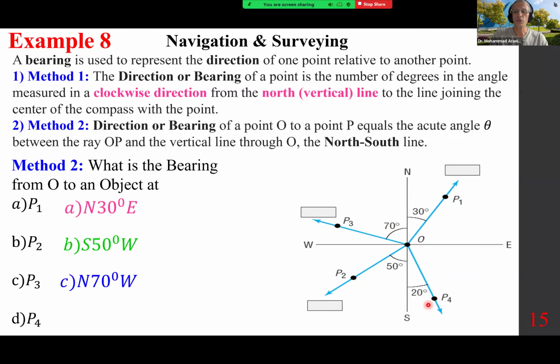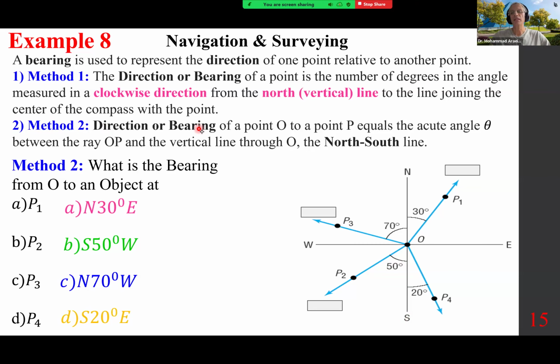P4, closer to south than north, okay? And this angle is 20 degrees. So south, and this is east. So what's in between? 20 degrees. South 20 degrees east. So that's method 2. So method 2, you go either with north or south. Which one? The one that is closest. And the angle must be between 0 and 90 degrees.